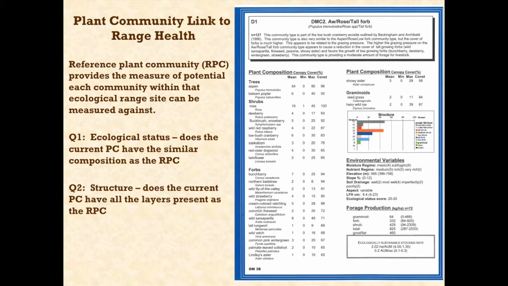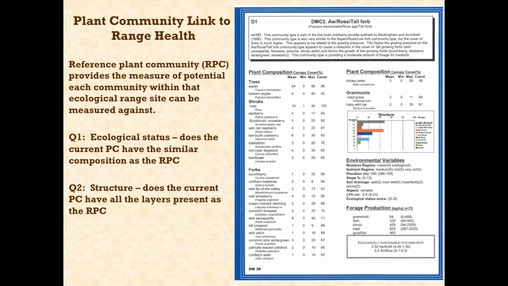Question 2 in range health is all about structure, and whether you are seeing the different layers of vegetation that you would expect to see on that site. And that's really an important indicator for us on forested rangelands, and you saw the slides that Barry showed, with the cows in the understory with all that structure. But it's just as important in the grasslands.